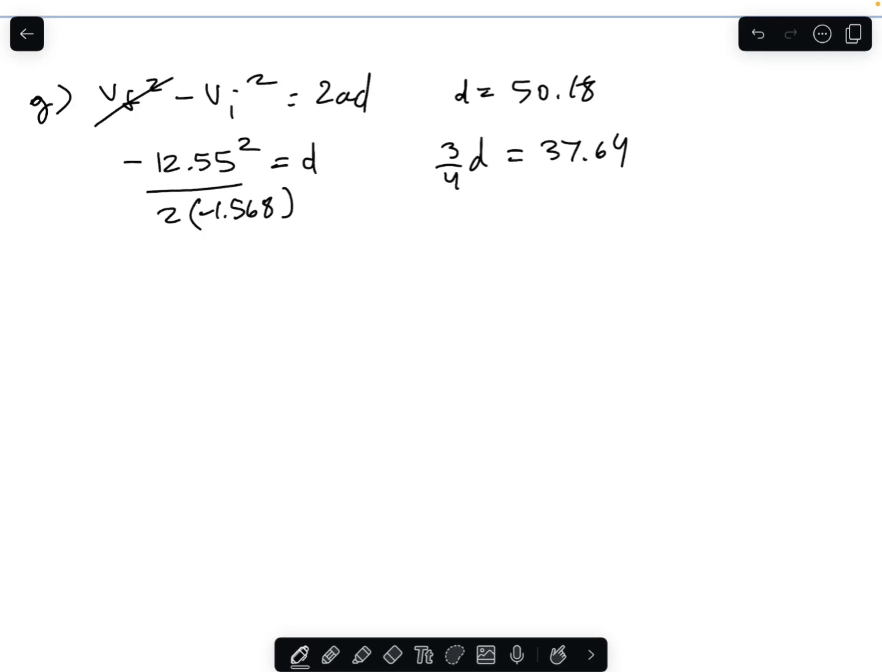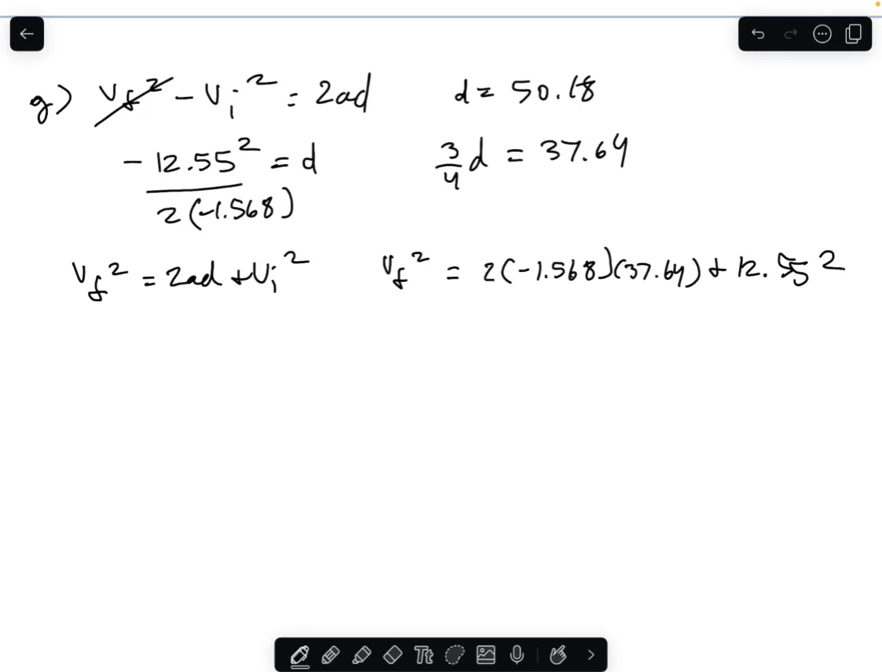So then vf squared, I'm just going to add vi squared to the side. vf squared is going to be 2 times negative 1.568 times 37.64, which is the distance we got before, plus 12.55 squared for the initial velocity. And then vf is going to be 6.27. After that, finding that final velocity after it travels that distance, that velocity is going to be the initial velocity before the block hits the rod.